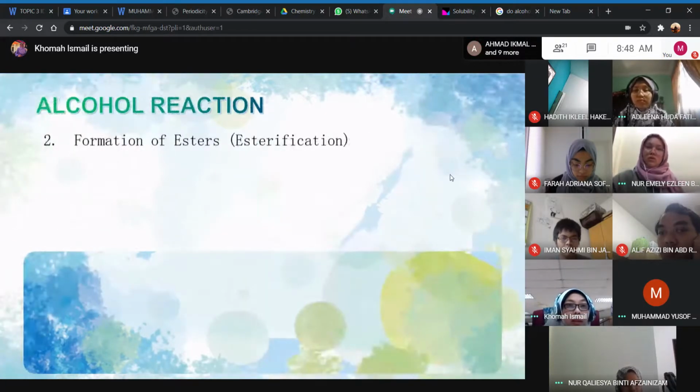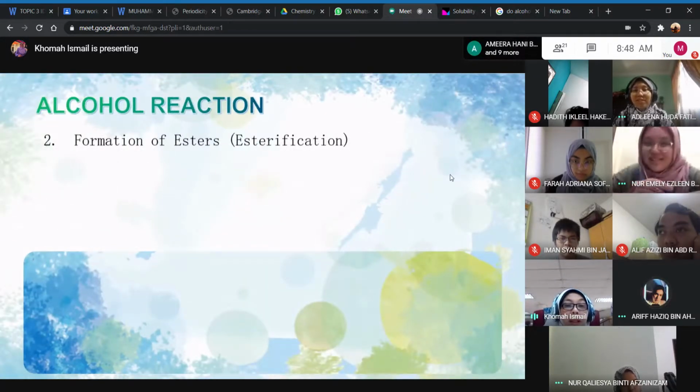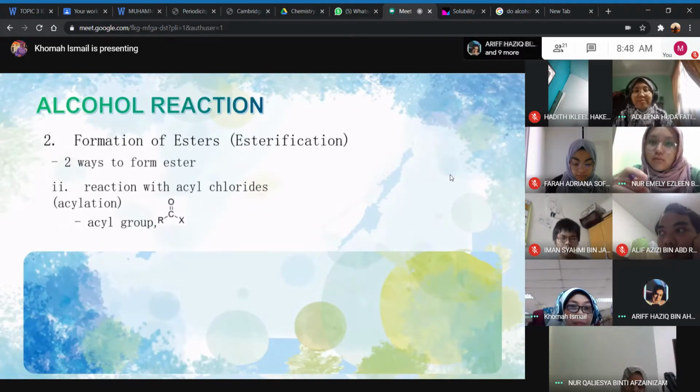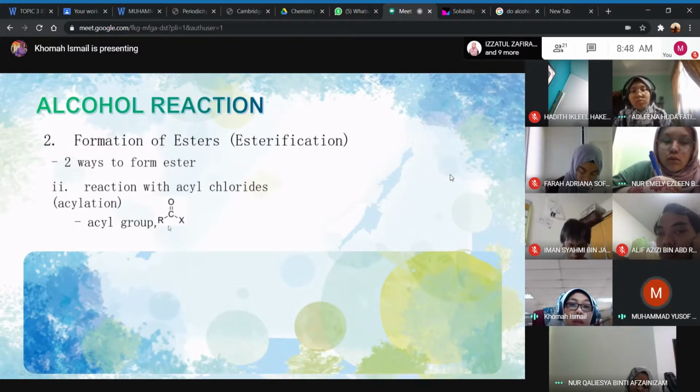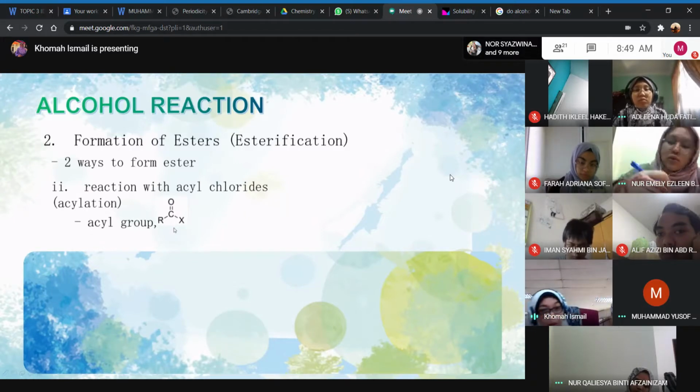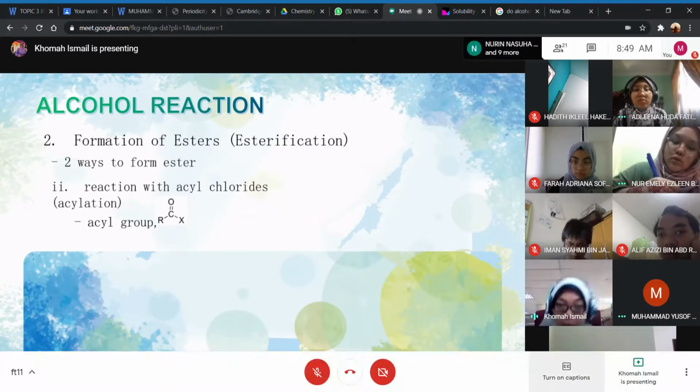Oh, it flew away. Okay, the second way of formation of esters. Oh, this is not it. Sorry. It moves as it pleases, these things. I was late this morning to double check the flights.